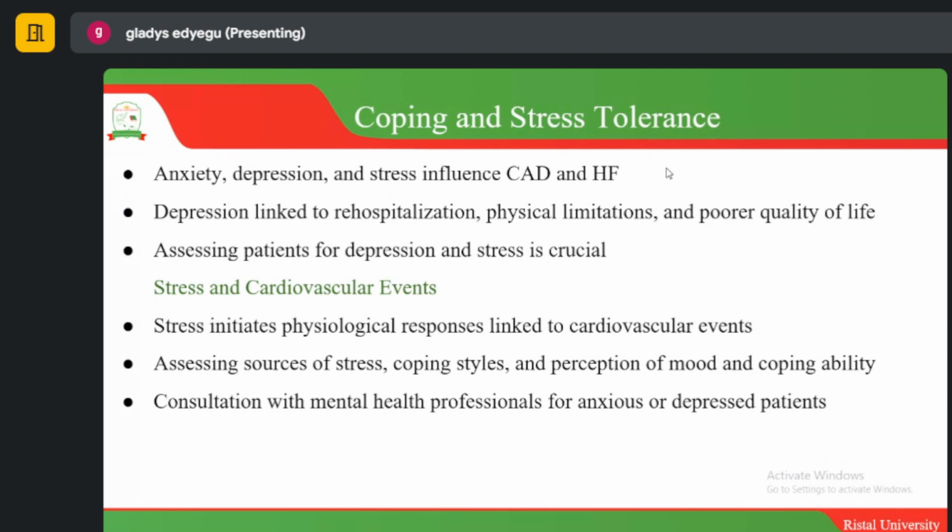So we have to advise them, encourage them to cope with this and tolerate all the stress around them in relation to this condition, so that they can reduce hospitalization, and improve their physical life and also the quality of life. Then assessing patients for depression and stress is crucial. So we should be able to assess our patients. We have realized that when they get depressed, anxious, or stressed, they end up with heart failure. And when a patient gets heart failure, this patient is nearer to the grave.